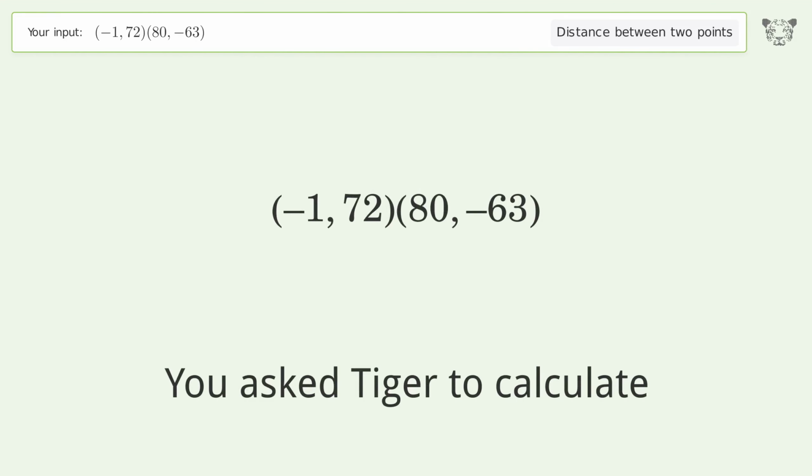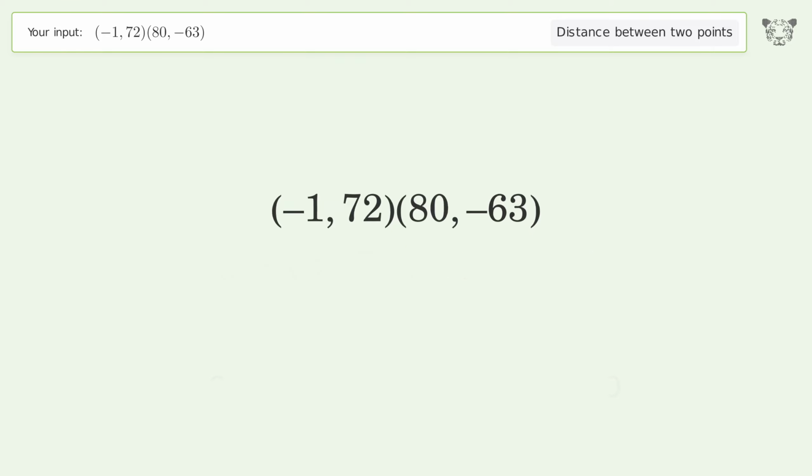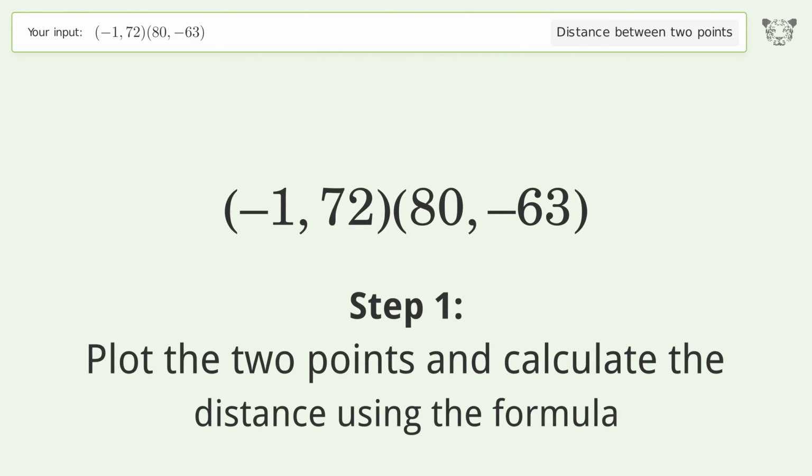You ask Tiger to calculate. This deals with the distance between 2 points. The distance between the 2 points is the square root of 24,786, or 157.436. Let's solve it step by step. Plot the 2 points and calculate the distance using the formula.